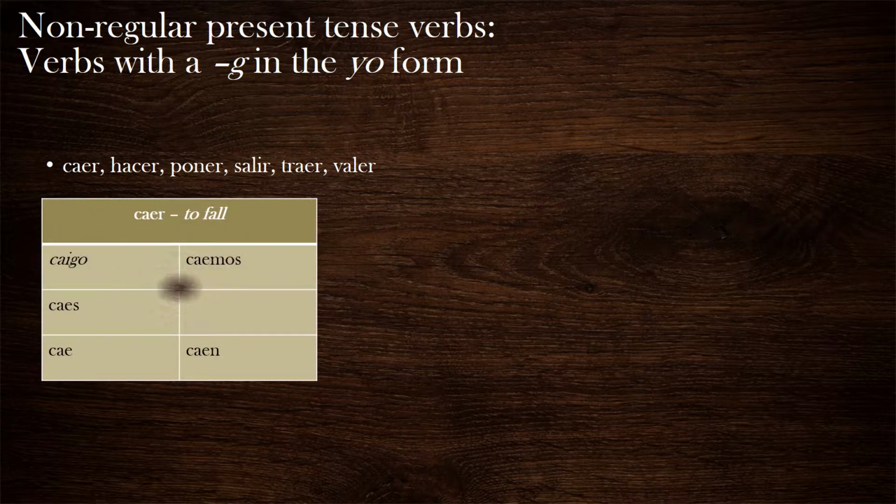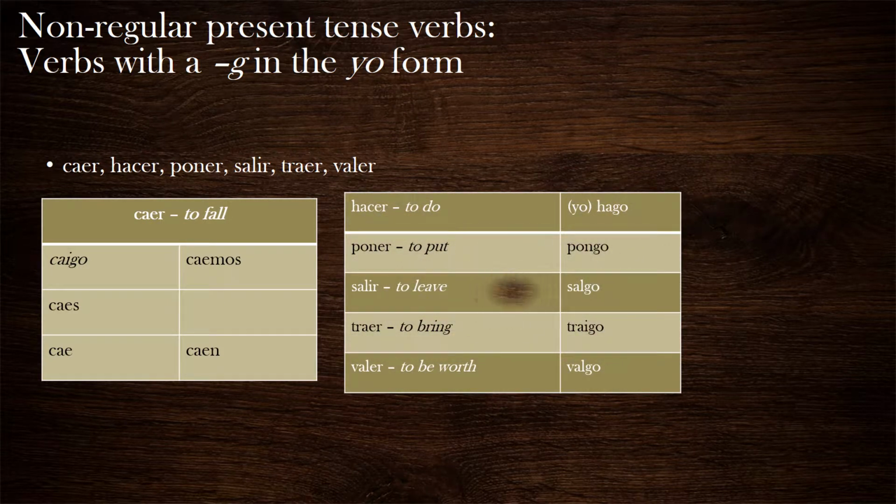Here's some examples. Caer means to fall. Caigo, caes, cae, caemos, caen. So I've italicized just the yo form, the irregular form. It gets a G. And then here are the yo forms for all these. Yo hago, yo pongo, yo salgo, traigo, valgo. All the other forms are regular. So how do you, hacer is to do. How do you say we do? That's right, hacemos.